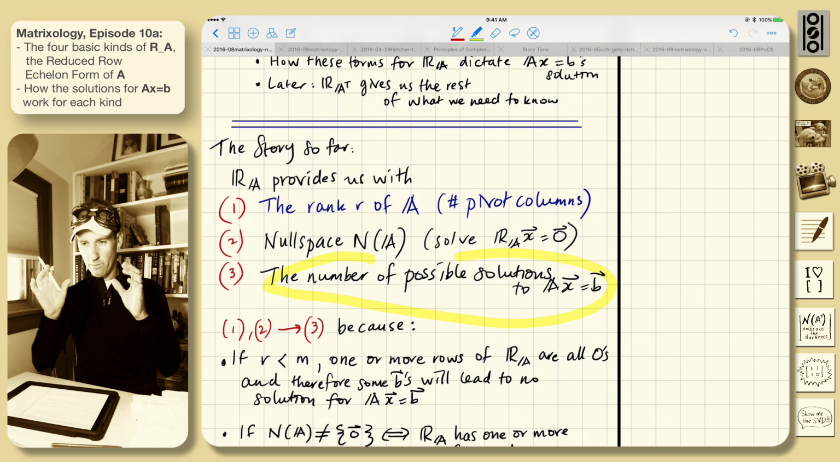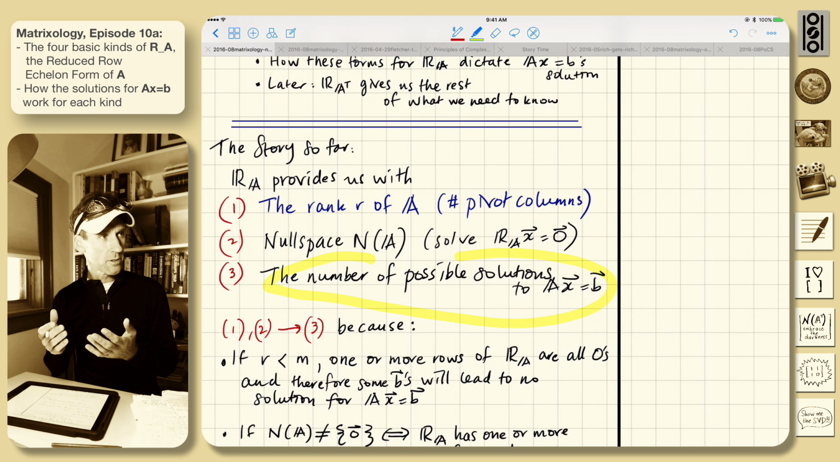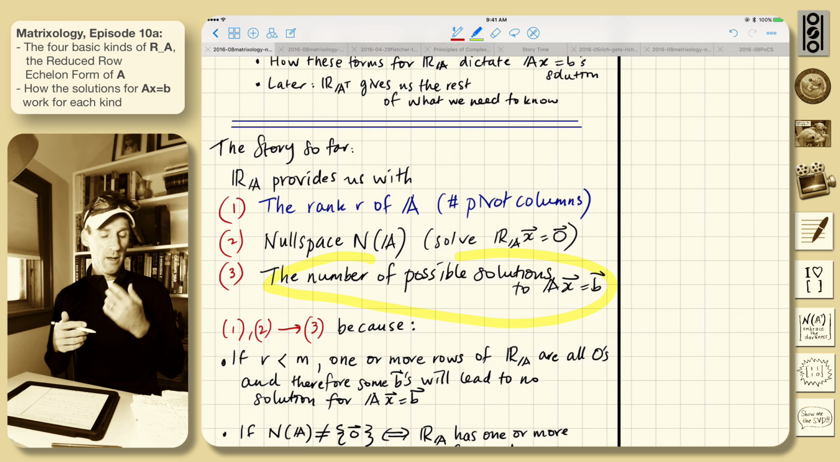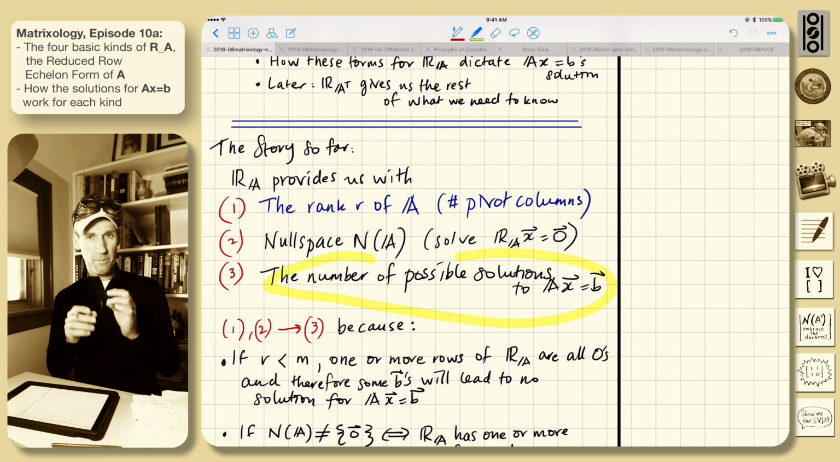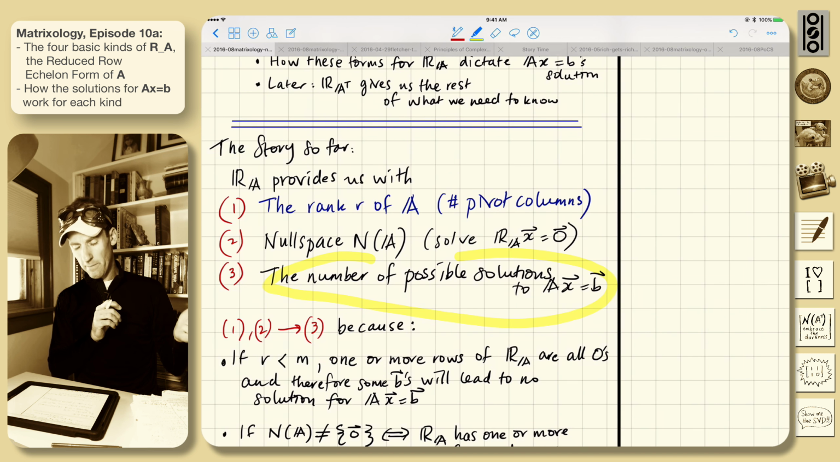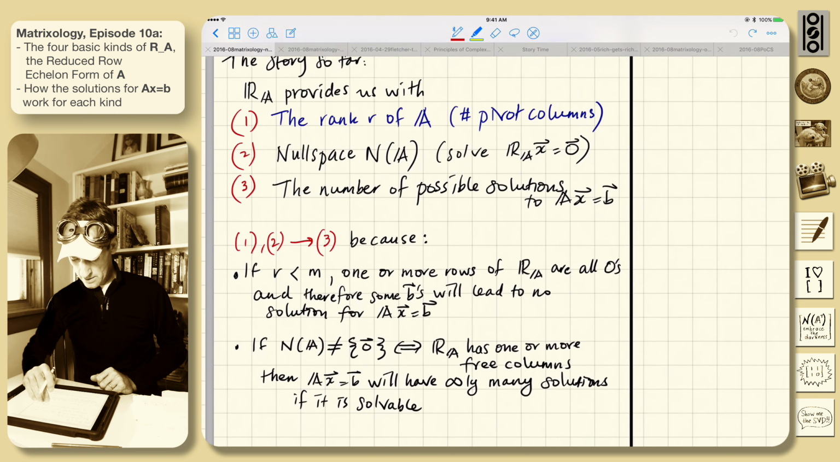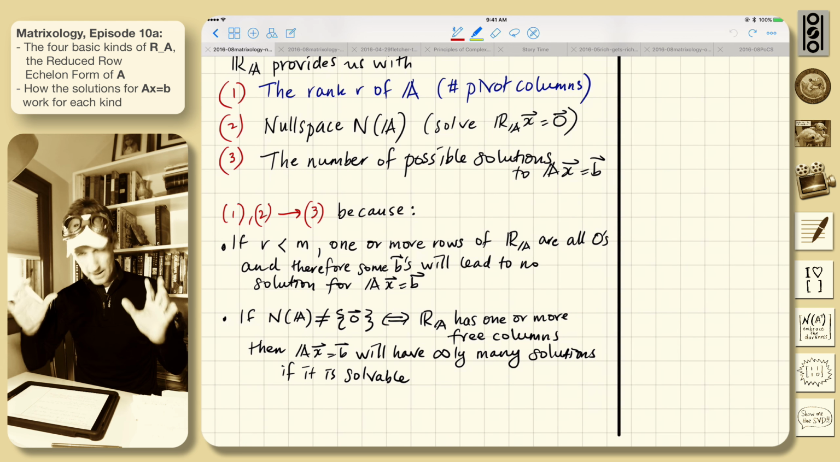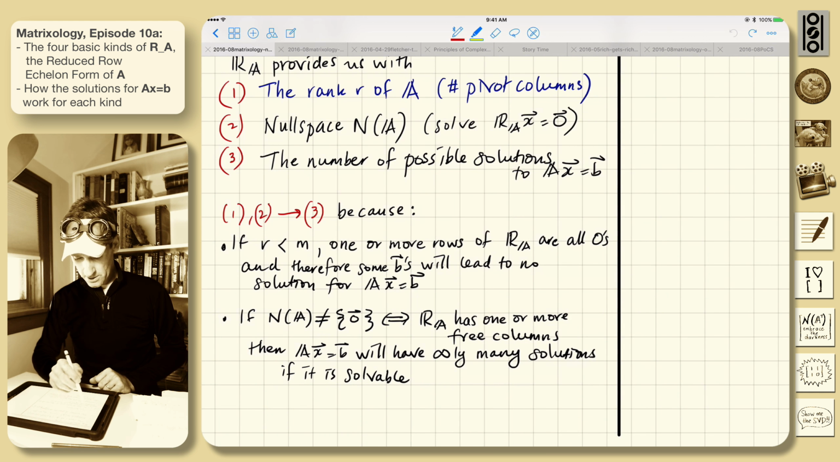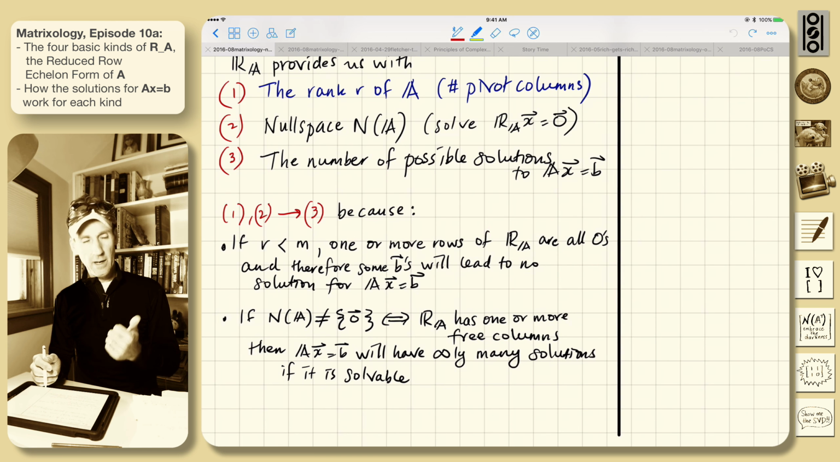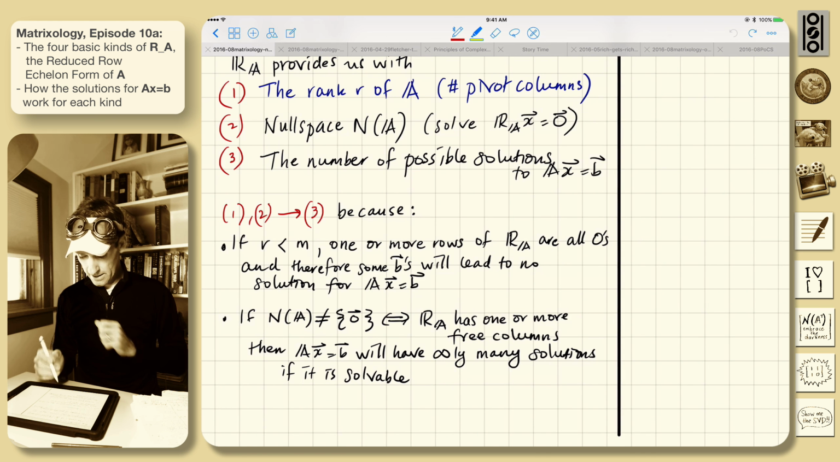That tells us the broad story of AX equals B, whether it has 0 solutions, infinitely many solutions, or 1 solution, and whether those are possible, depending on what B is. It may not depend on B, but we're going to figure that out as well, right? All right. Okay. So again, just a little recapitulation. So points 1 and 2, about the rank of R and the null space, they dictate the behavior of AX equals B with respect to its solutions.